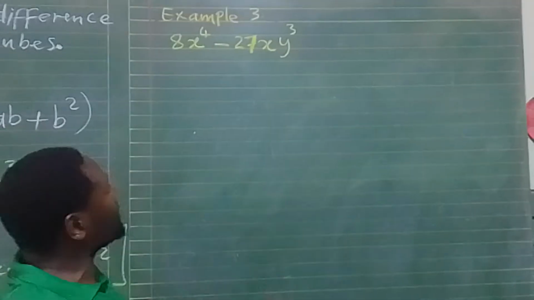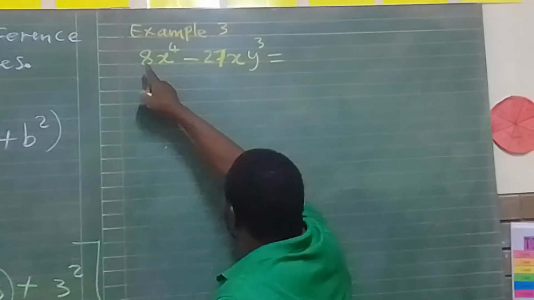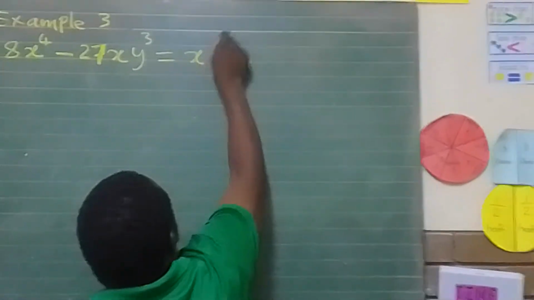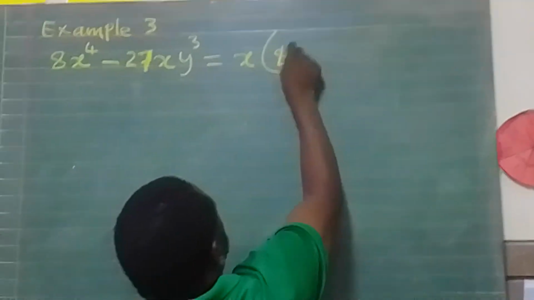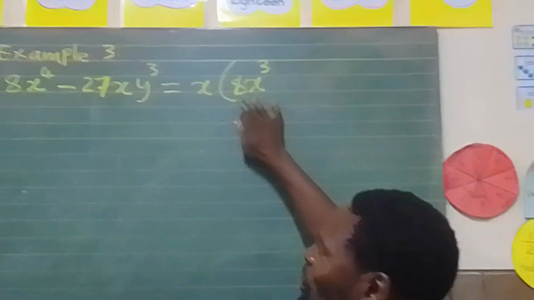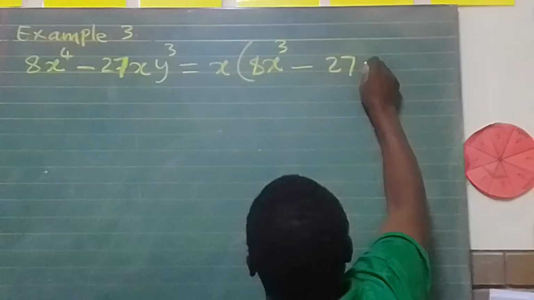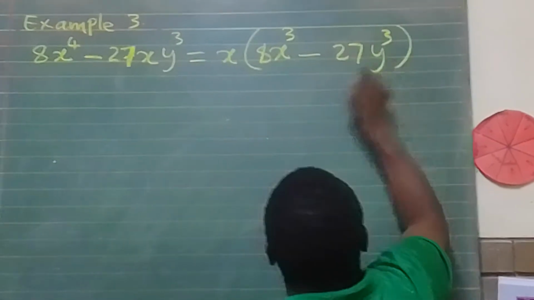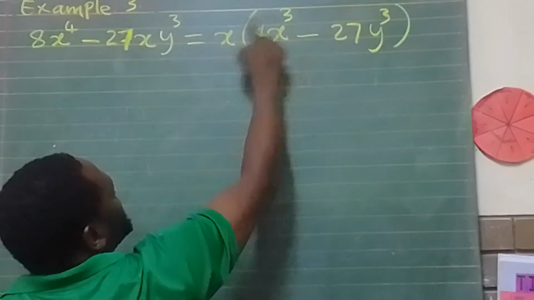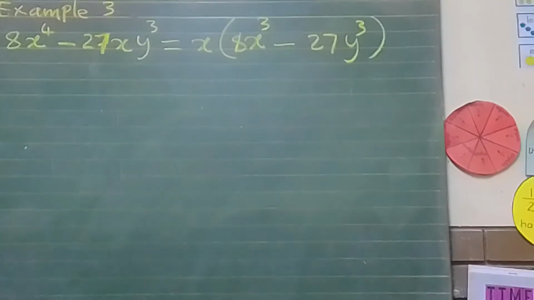So what I'm going to do with this? This is what I'm going to do. You take out the common factor of x such that you will be left with 8x cubed. Are you getting it now? This is a cube. Minus 27y cube. This x is disappeared outside. We have what we know as cube now.